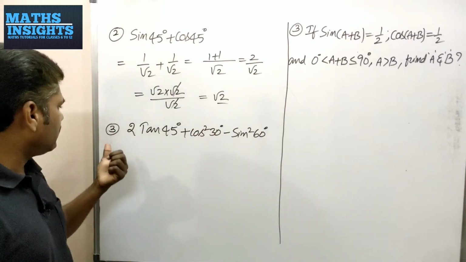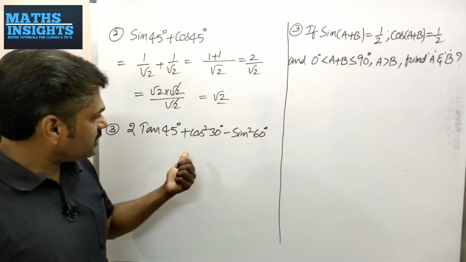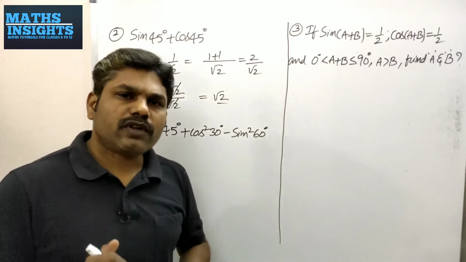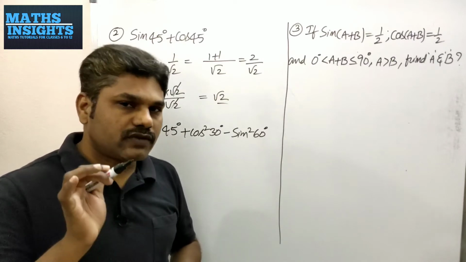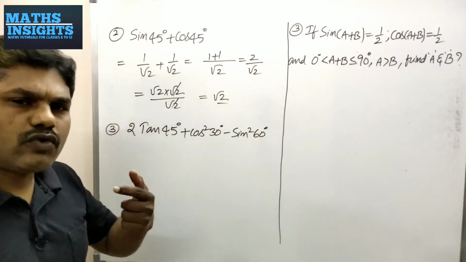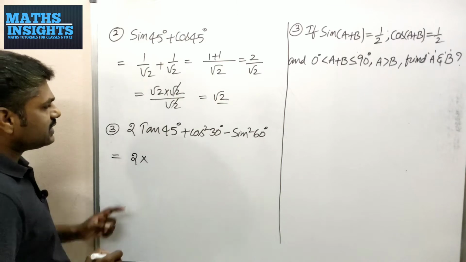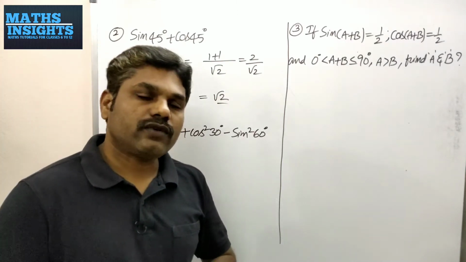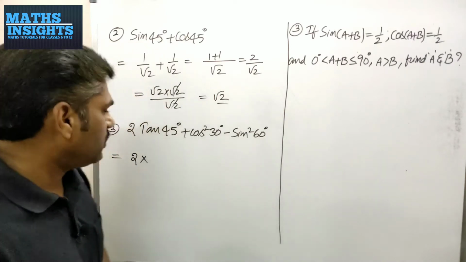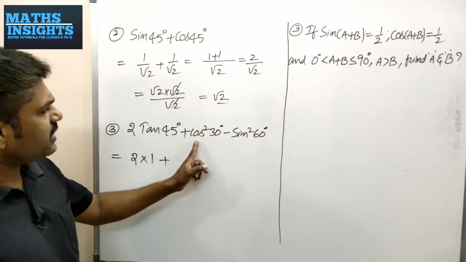Now going to the third one: 2 into tan 45 degrees plus cos square 30 degrees minus sin square 60 degrees. If you have the values of those specific angles in your mind, this problem is very simple. You have to substitute those values. I am substituting 2 into tan 45. If you observe from the table, tan 45 is 1. Therefore, 2 into 1 plus, and a square is there.